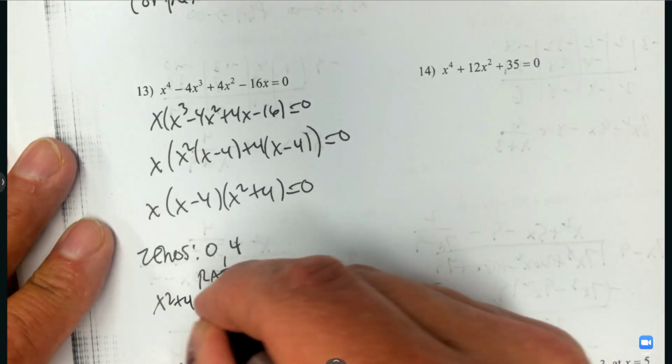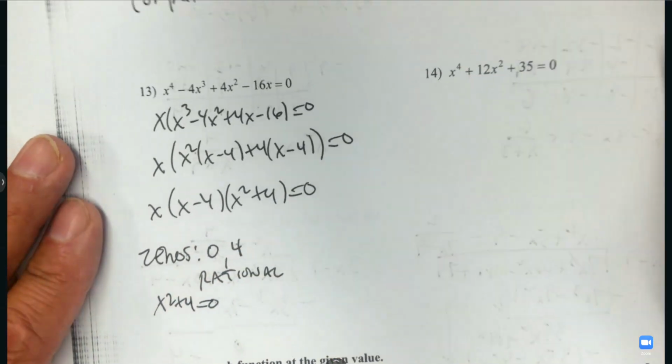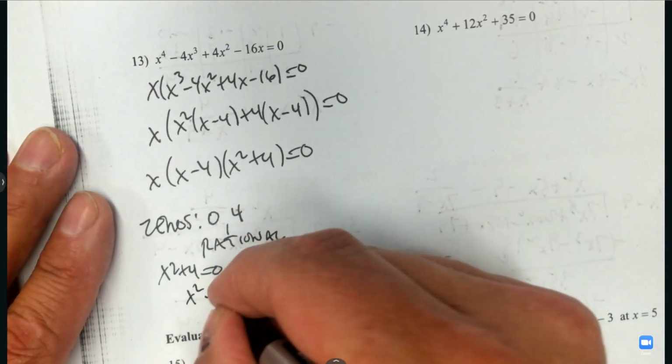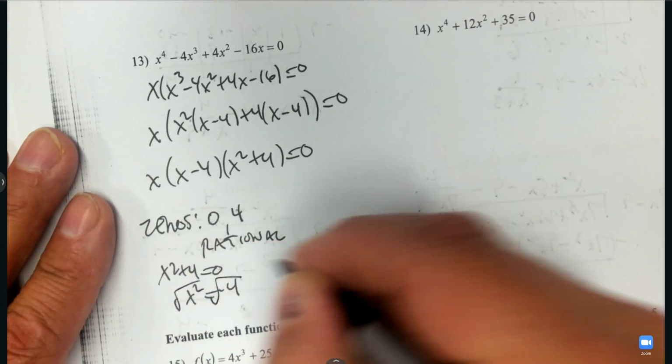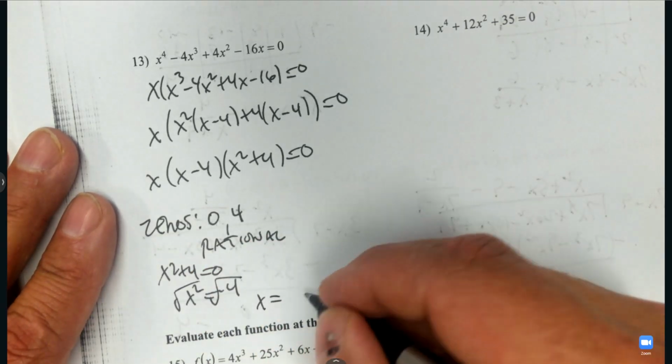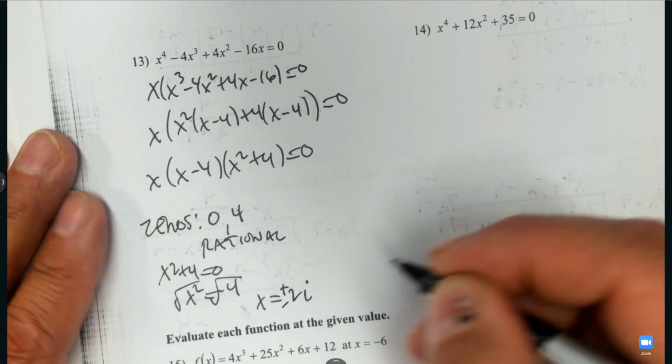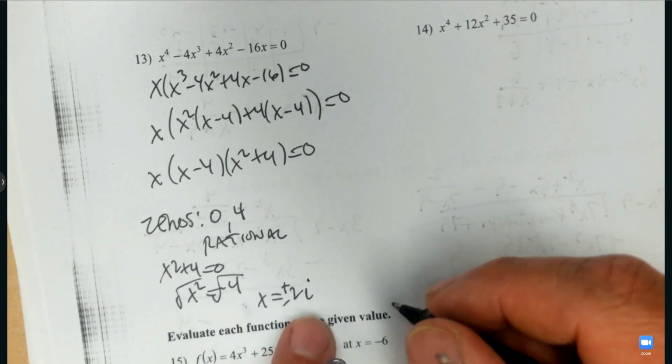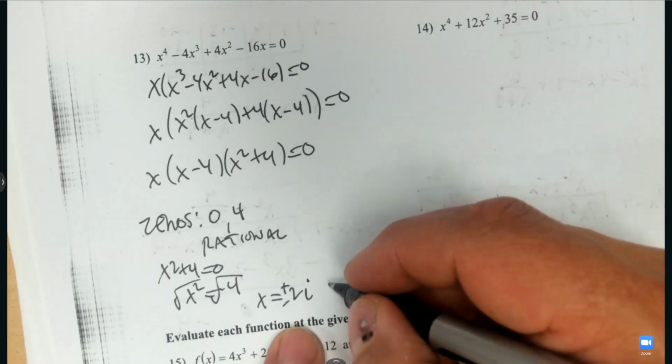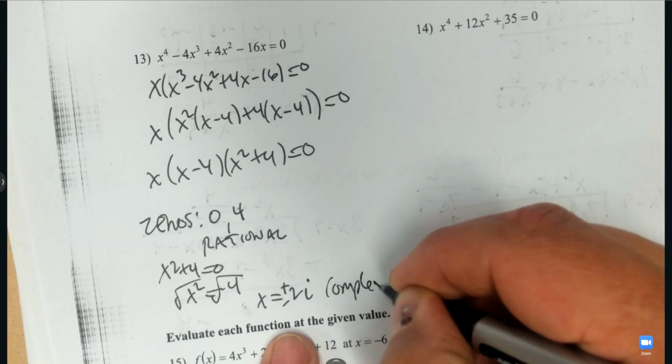If we need to, we go x squared plus 4, make it equal to 0 and solve it. Subtract 4. When you square root a negative number, it's imaginary. It's positive and negative, and the square root of 4 is 2. So it's positive and negative 2i. We call those complex zeros.